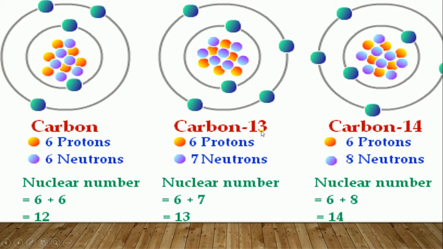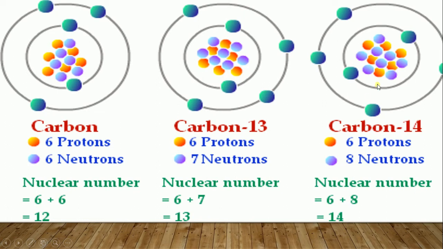Now come towards this carbon-13. Here the number of protons is 1, 2, 3, 4, 5, 6, and the number of neutrons is 1, 2, 3, 4, 5, 6, 7. Now you see, in the previous carbon there were 6 neutrons and in this carbon there are 7 neutrons. So if the number of neutrons is 7 and the number of protons is 6, then 6 plus 7 is equal to 13. That's why this carbon has the atomic mass 13.